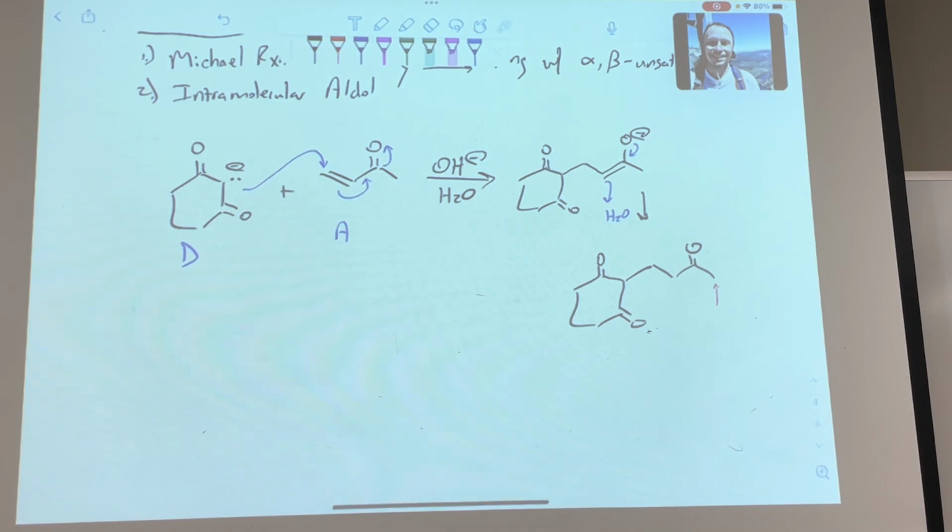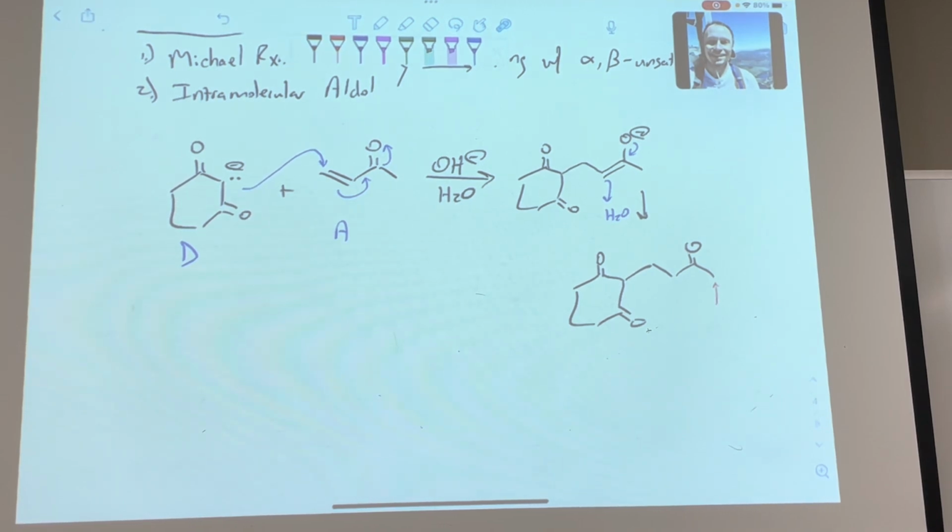We've only got one option left, and that is enolizing here at the end. 1, 2, 3, 4, 5, 6. Well, that leads to a good ring size, and it leads to a fused rather than a bridged bicyclic system. So that's what's going to happen. Enolize here, and that's going to wrap around and attack.